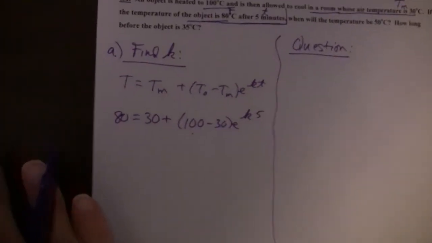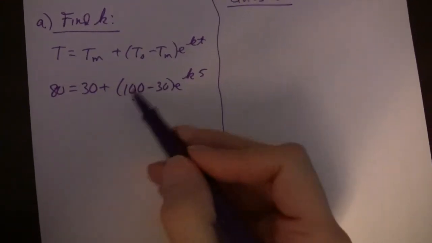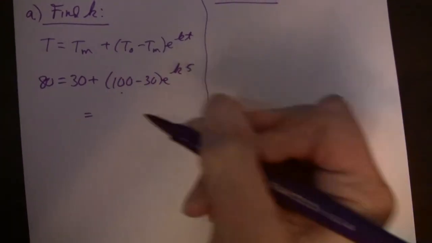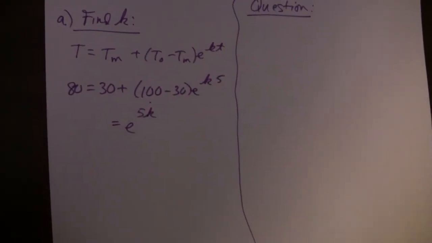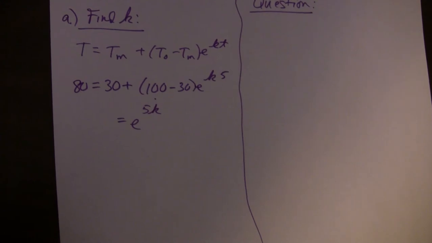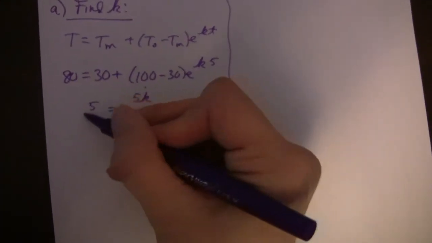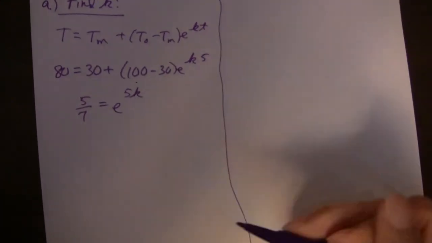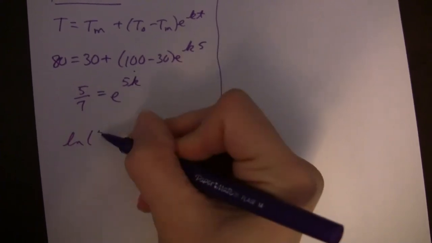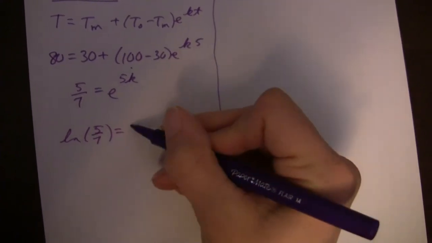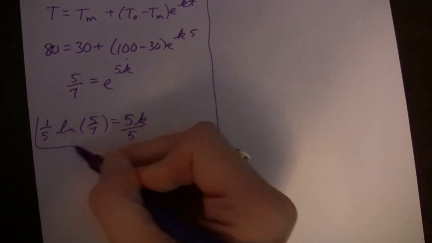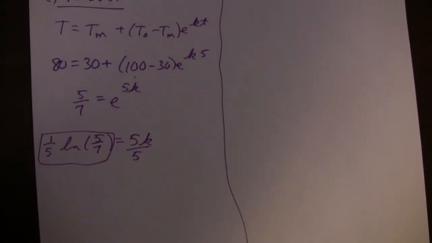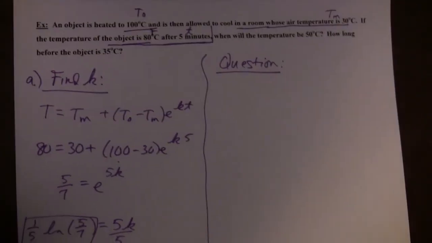All right, let's see how much baby algebra you guys can do. Move everything over as much as you can and get all the way to e to the 5k. Math fraction it up, make it real clean. Okay, what you should have gotten is 5/7. So then we'll go ahead and do some logs. Natural log of 5/7 equals 5k. And when you divide by 5, remember I want you to write 1/5. Okay, there's your k. We're going to go ahead and use that over here to answer some questions.